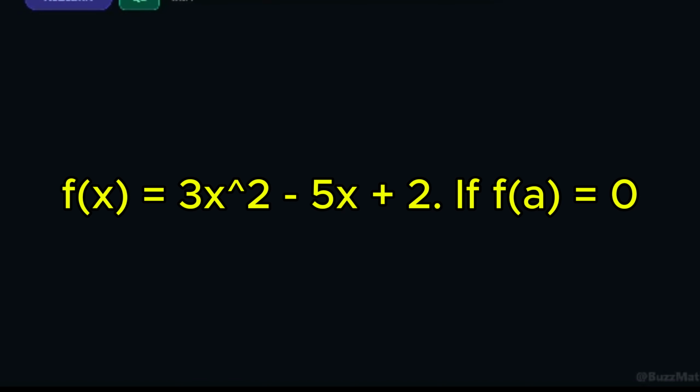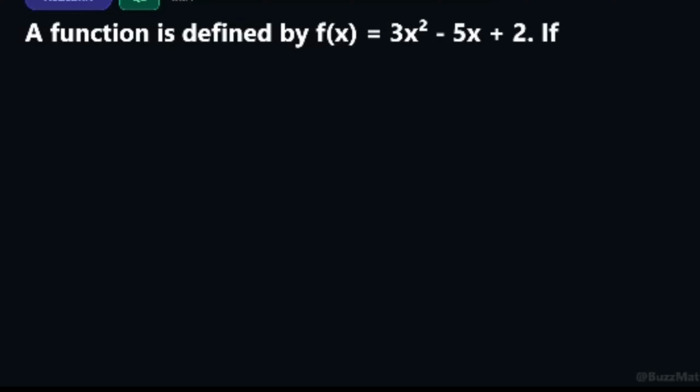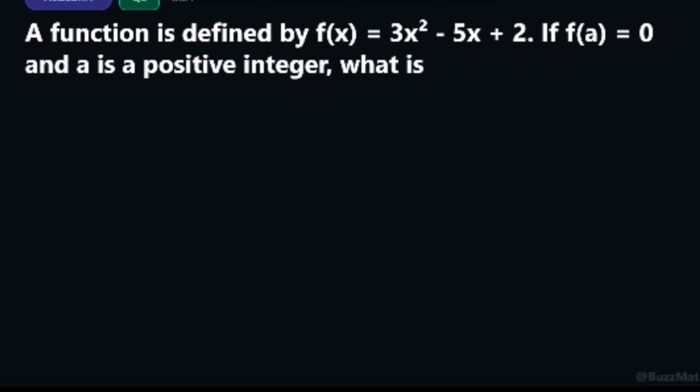Problem 1 is a classic College Board trap. They test your reading focus just as much as your factoring skills. Don't fall for it. A function is defined by f(x) = 3x² - 5x + 2. If f(a) = 0 and a is a positive integer, what is the value of a?